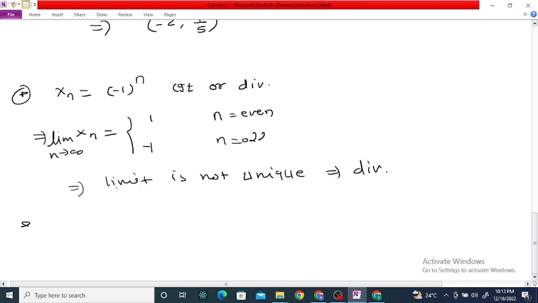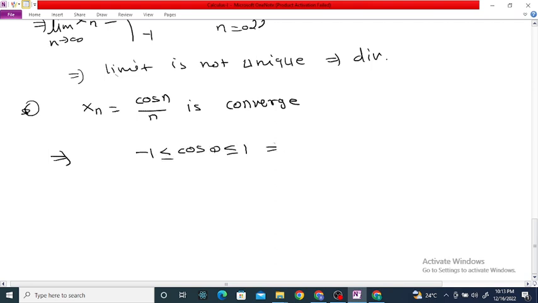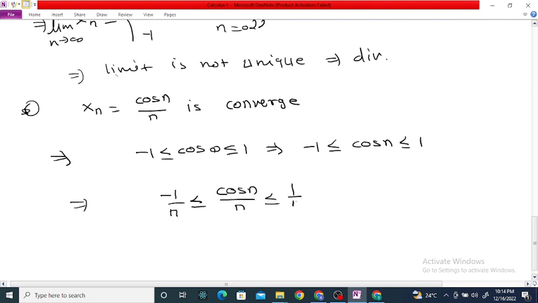Now the next example, we want to show that the sequence xn equal to cos n divided by n is convergent. Again, by using the sandwich theorem, we know that minus 1 less than or equal to cos theta less than or equal to 1. Now this implies minus 1 less than or equal to cos n less than or equal to 1. If we divide by n on both sides, we get minus 1 by n less than or equal to cos n divided by n less than or equal to 1 by n.